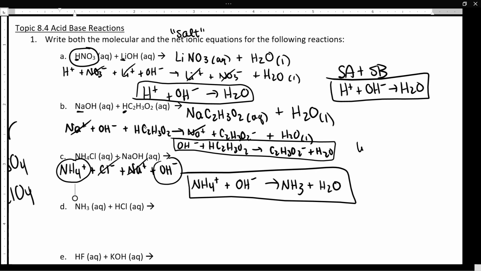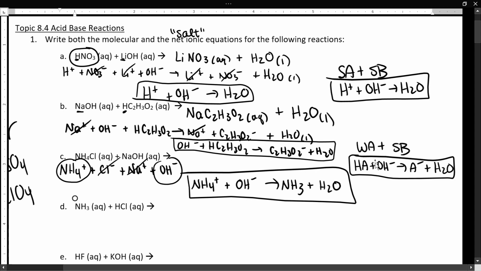When you're looking at a weak acid plus a strong base, the general format is going to look like this. You're going to have your acid and hydroxide, and it's going to leave behind the conjugate base and water. So that's what B and C fit into that general category.